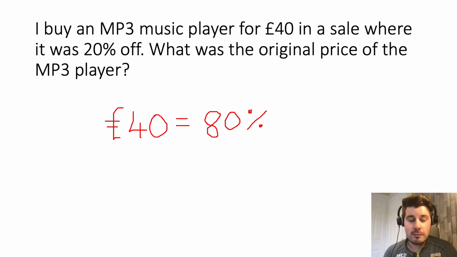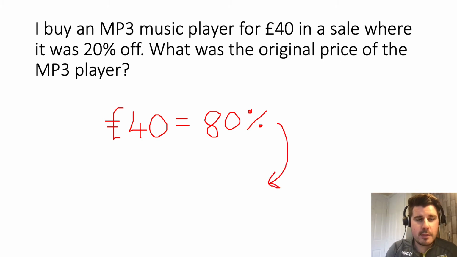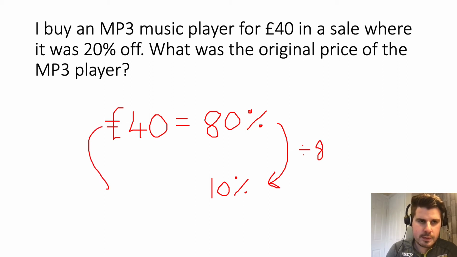So now, based on what we did before, we need to get our percentage down to either 1% or 10%. Because this is nice and easy and it's a round whole number in the tens, we can easily get it down to 10%. What do we need to do to 80 to get it to 10%? We need to divide it by 8. So then we do the same to this side. If we've got £40, we need to divide that by 8. How many times does 8 go into 40? Well, we know that is 5 times. So £5 is our 10%.